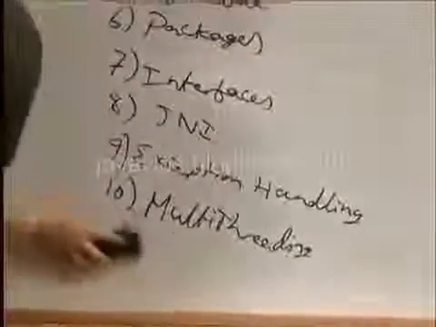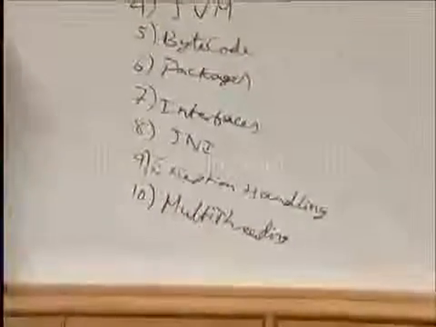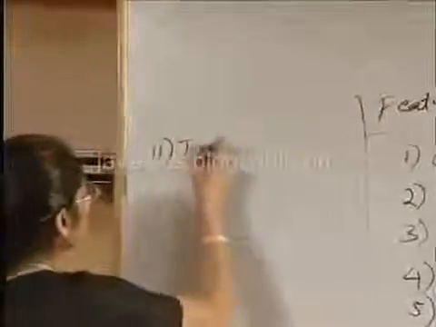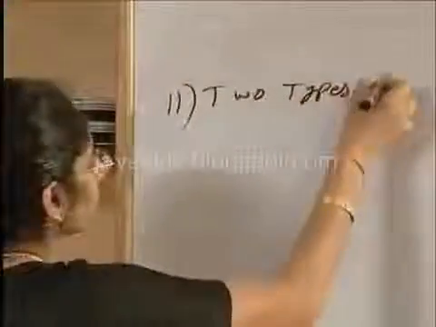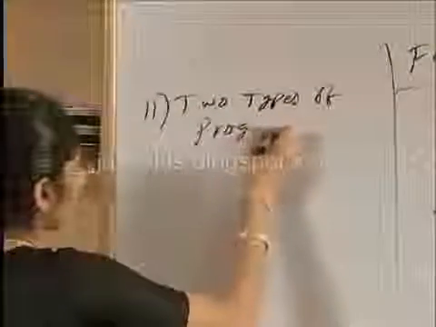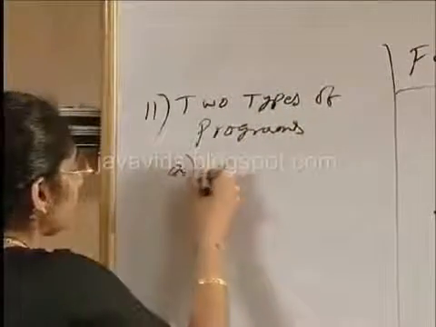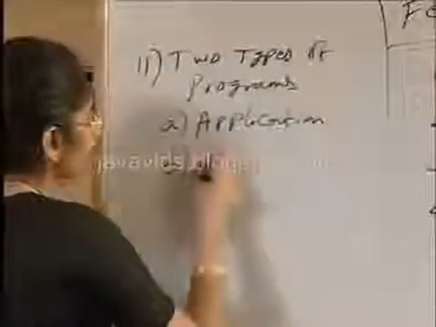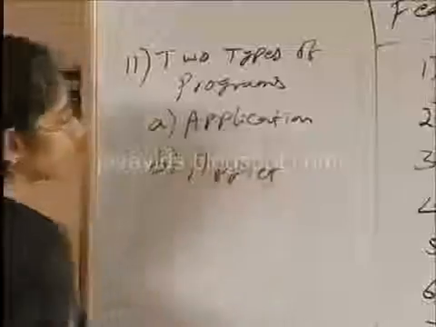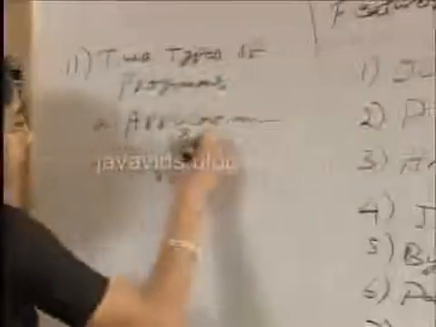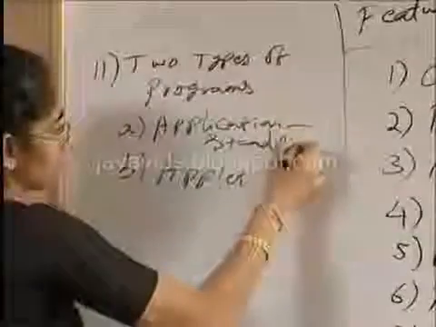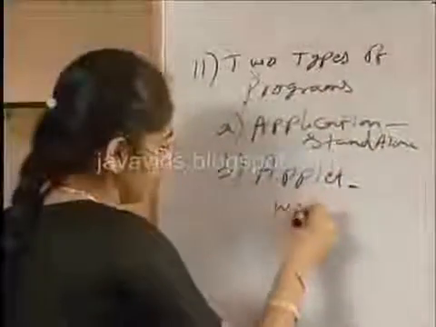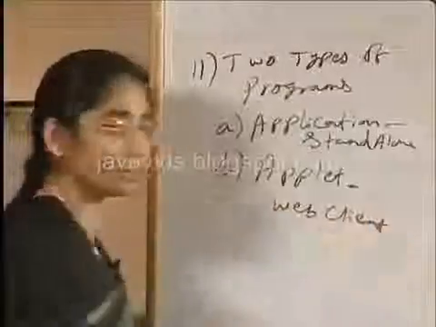Then of course we have two types of programs that we can write out here. One is called an application program. This is in terms of a client program, and an applet program. An application program is a standalone program, whereas an applet is a web client. So it runs on the browser.